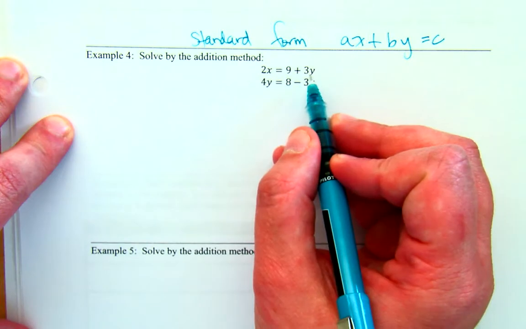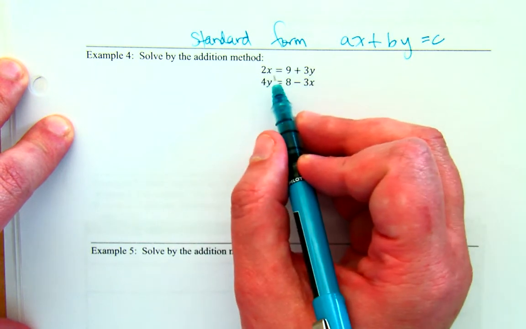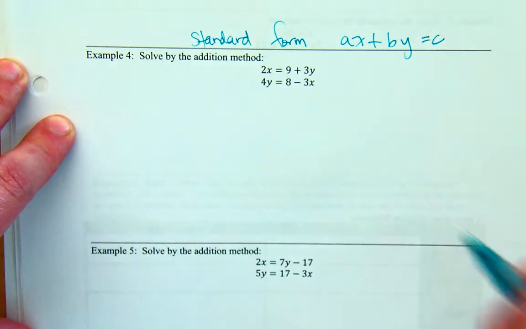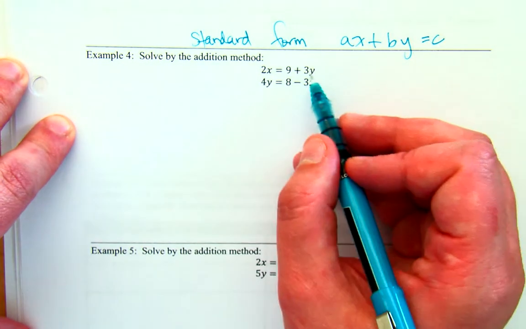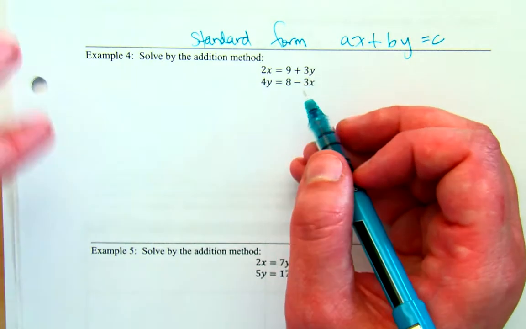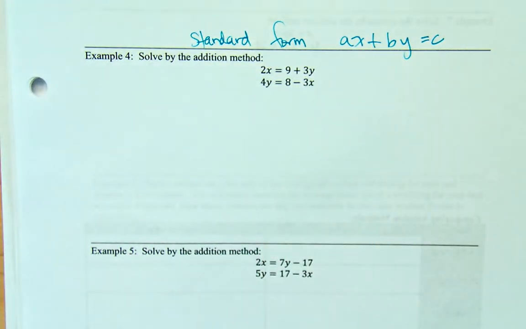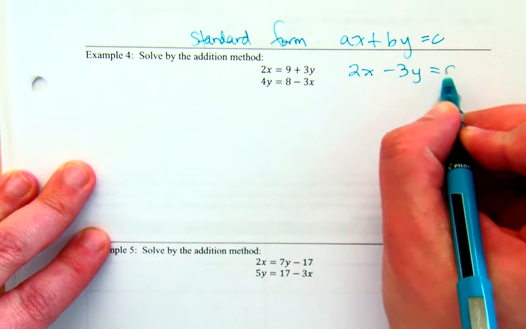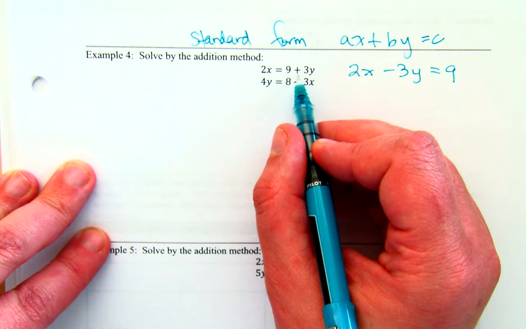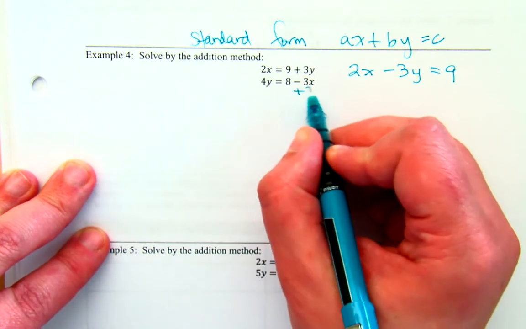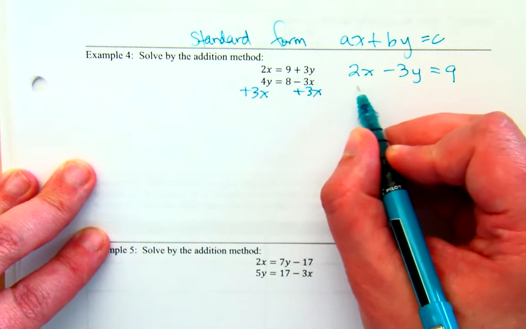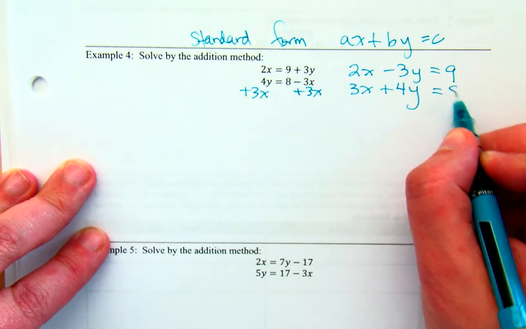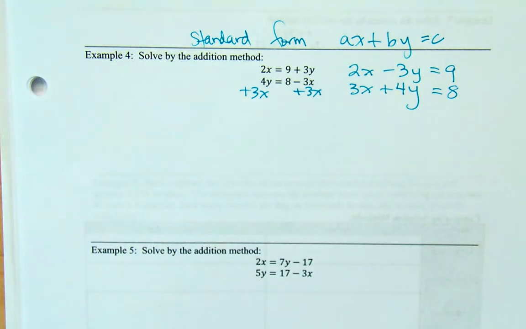So right now, in order to get the first one into standard form, what am I going to need to do? Well, I want the x and y on the same side, so I would prefer to subtract the 3y. You could subtract 9 from both sides, but it's not going to help you get ax plus by. So I'm going to have 2x minus 3y equals 9, because I subtracted the 3x from both sides. For the second one, I'm going to add 3x to both sides, so I get 3x plus 4y equals 8. Did I do that right so far? Any questions about how I got that?